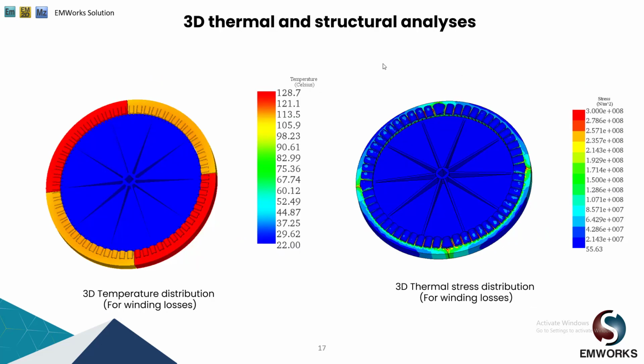Next, we have performed the thermal and structural analysis, but for the 3D geometry. The 2D geometry was extruded to its stack length of 165 mm, and then the 3D temperature distribution due to losses generated in the stator winding is obtained, which is close to 128 degrees Celsius, and the thermal stress distribution was also obtained, which can be seen on the right hand side of the figure.